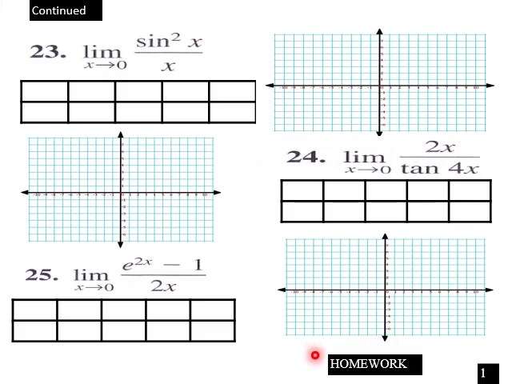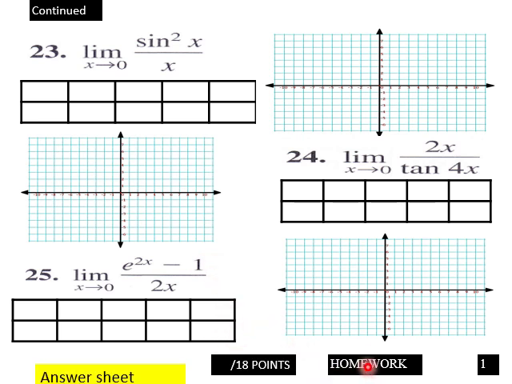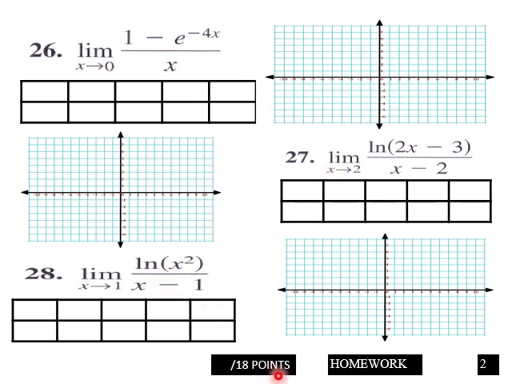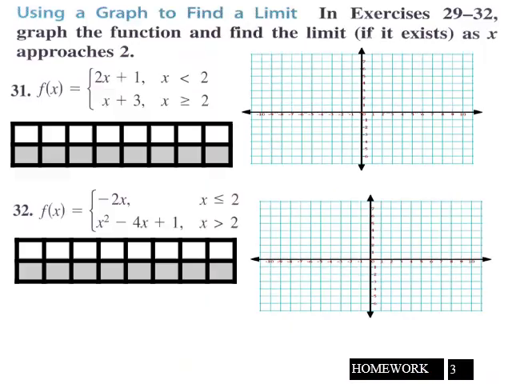We go right into page 1. We continue from part 1, where you graph these functions and then use your table to find your limits like you did in part 1. 18 points here for page 1. Page 2, same thing here, and you've got 18 points here for page 2.